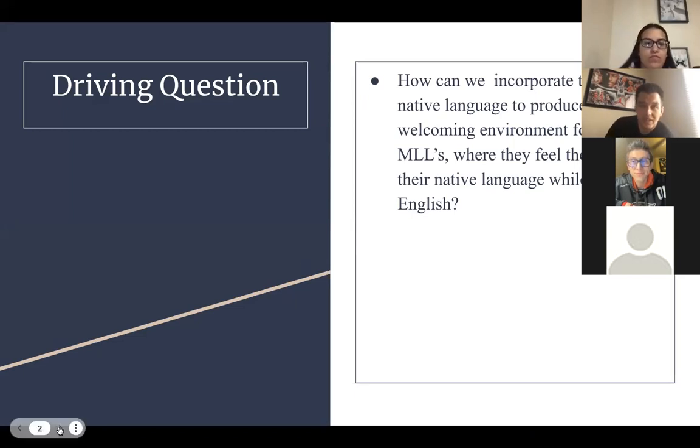So we want to focus on how, as teachers, we can utilize the students' native language in our classroom when instructing their secondary language. Now, this may not be possible, like we're not expecting to translate every single document and provide everything in both languages, but utilizing certain aspects of that native language to help the student connect with English, their second language.